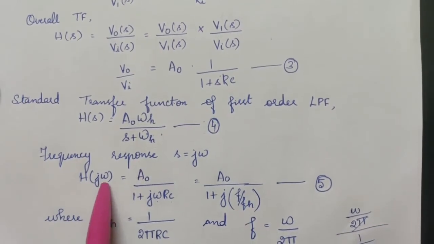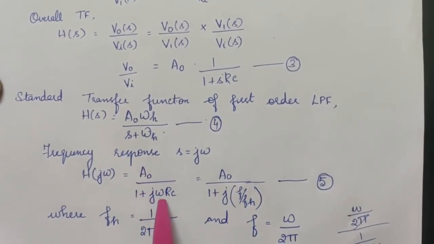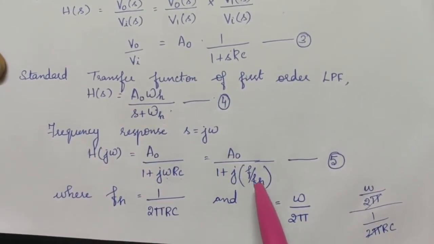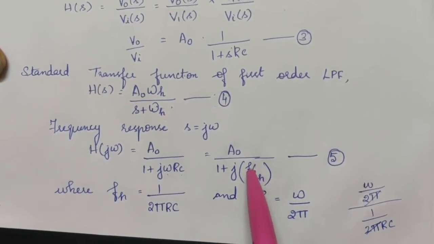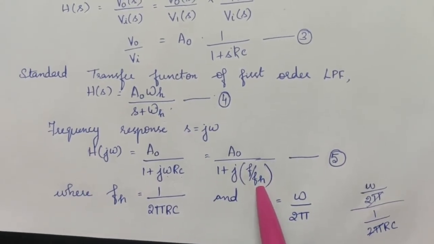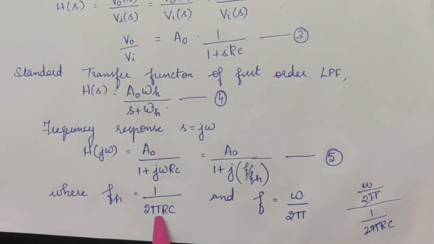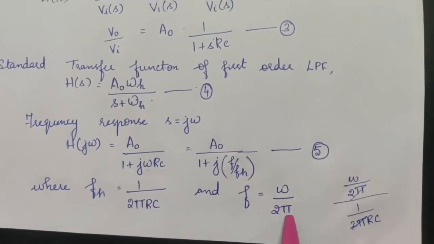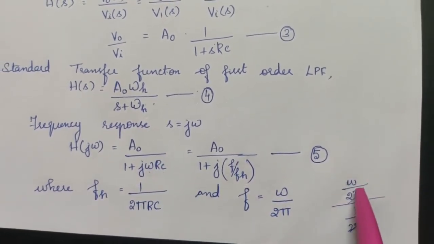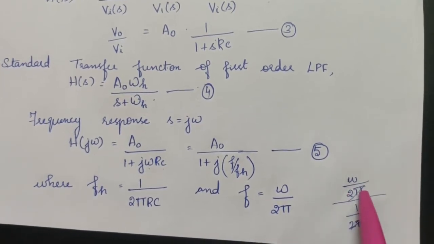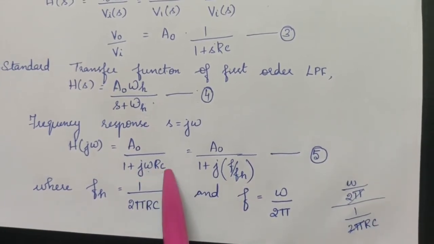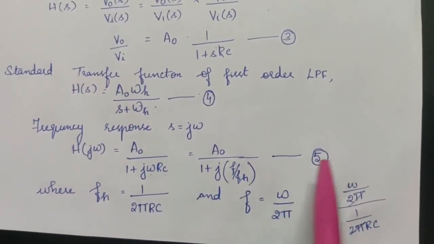So here H of J omega can be written as A0 by (1 plus J omega RC). I am rewriting it as A0 by (1 plus J F by FH), where I am considering F as the operating frequency and FH as the higher cutoff frequency. FH is written as 1 by 2 pi RC and F is written as omega by 2 pi. So this doesn't affect equation number 5. Considering F by FH, F is omega by 2 pi and FH is 1 by 2 pi RC, so you will get this as omega RC. I am just rewriting the equation.